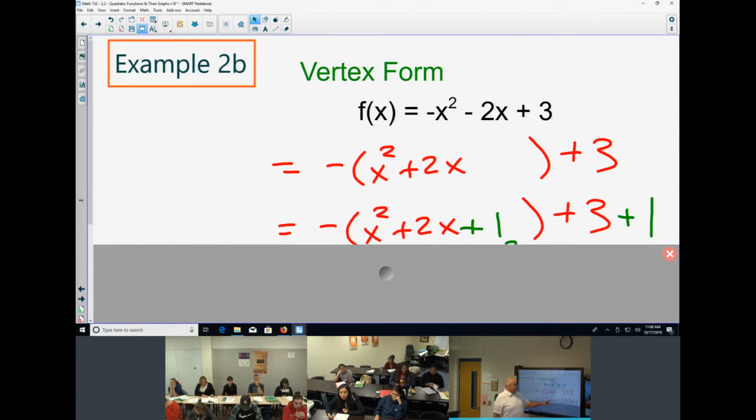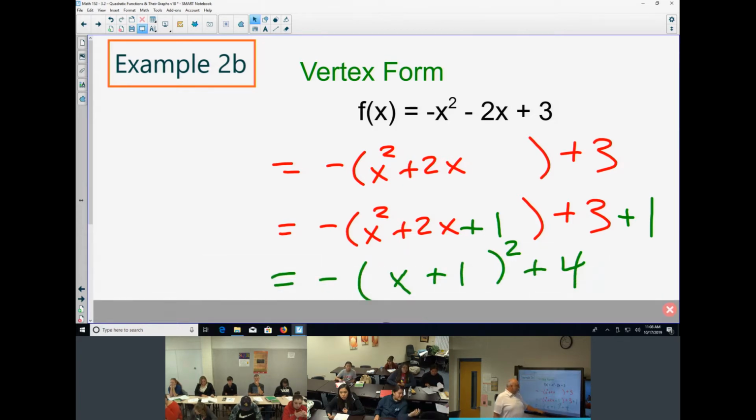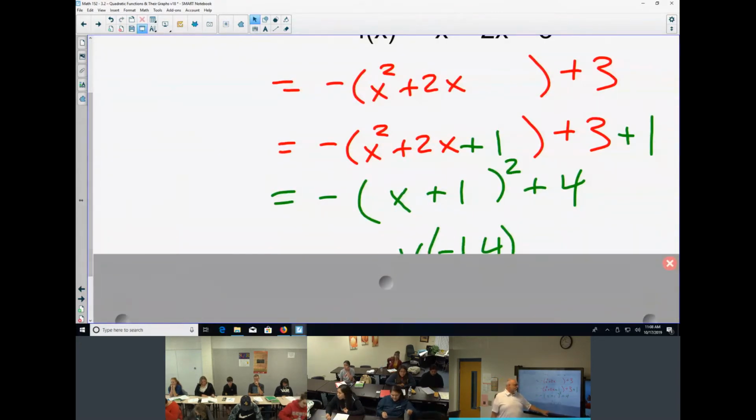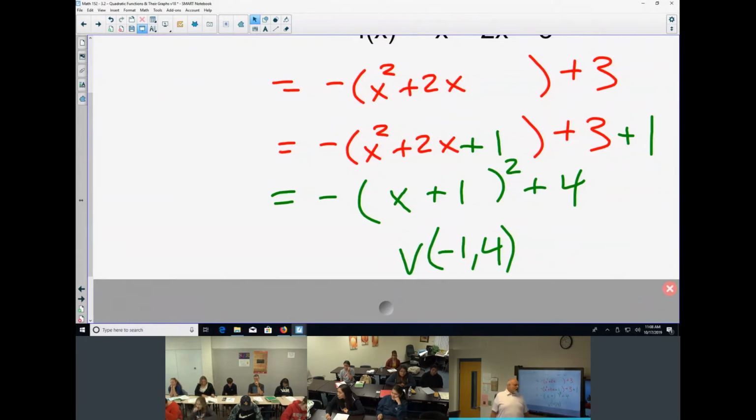All right, so now you have your perfect square. So it's negative x plus 1, quantity squared, plus 4. So now that's your vertex form. From that, you read off the vertex is the opposite of this number, -1, 4, and then you know your parabola opens down. And so really from that, you can sort of fake it. And you know it's the same opening as y equals x squared. Okay? Any questions on that?